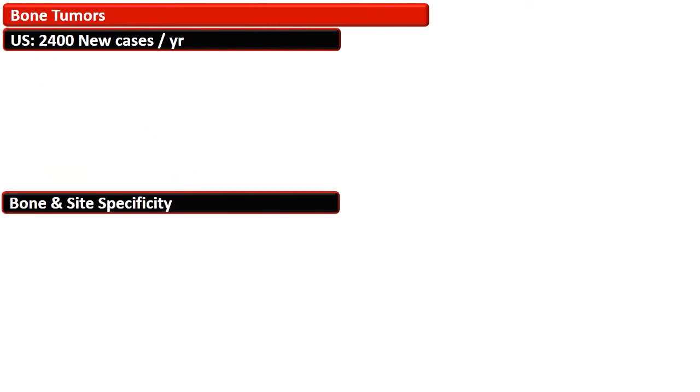Some tumor types have an inclination for long bones and a specific site in the bone. Some tumors tend to affect metaphyses while some affect diaphyses. These tumors are age specific also. Some tumors affect children, some the adolescent population, and some are specific for older people.